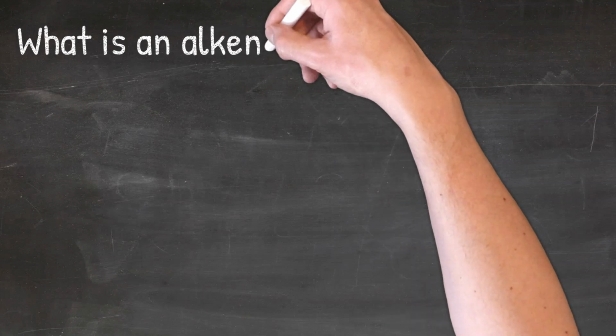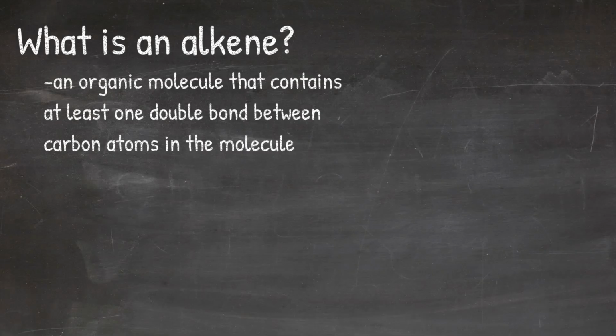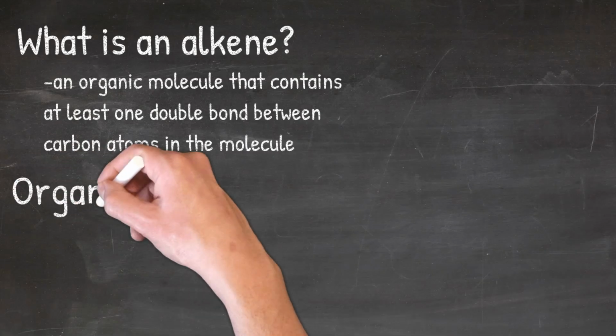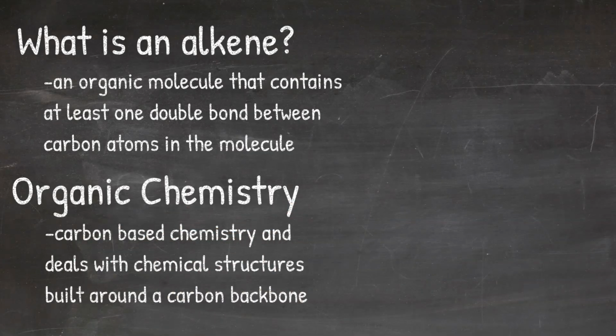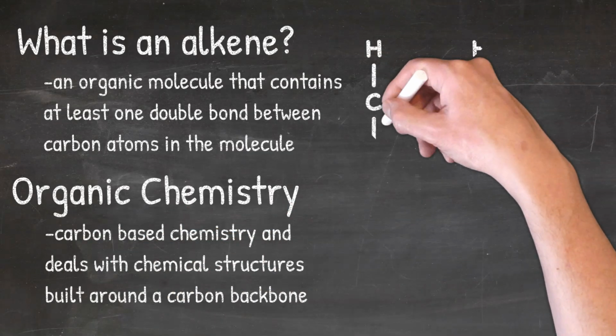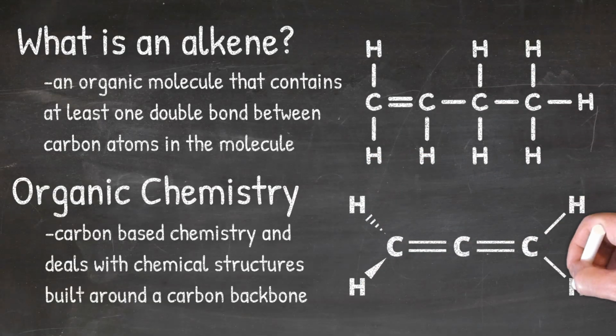Before we look at naming alkenes, we first need to know what an alkene is. An alkene is simply an organic molecule that contains at least one double bond between carbon atoms in the molecule. Organic chemistry is carbon-based chemistry and deals with chemical structures built around a carbon backbone. The identifying feature of an alkene is that you have one or more double bonds present between the carbon atoms in the structure. So here you see a few examples of alkenes. The one thing you should notice about all these molecules is that they are made of all carbons and hydrogens, and there are double bonds present in the molecule.